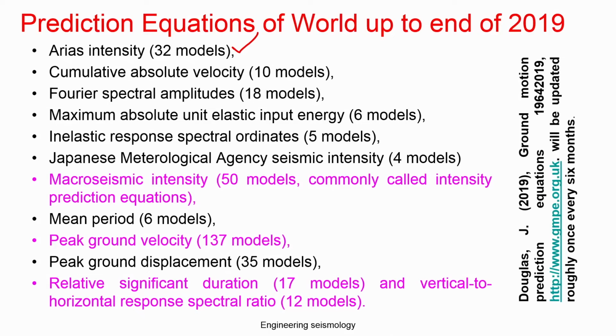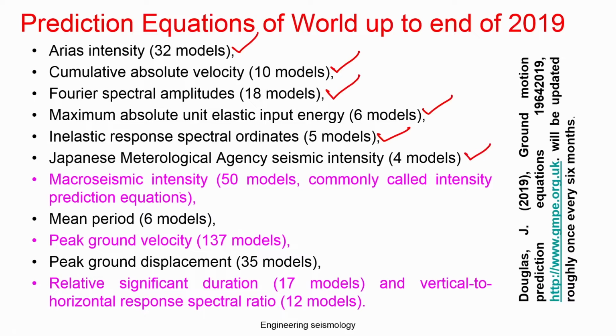Then cumulative absolute velocity, about 10 models are developed. Fourier spectral amplitude, 18 models are developed. Maximum absolute unit elastic input energy, 6 models are developed. Inelastic response spectrum ordinates, 5 models are developed. Japanese Meteorological Agency seismic intensity, 4 models are available.